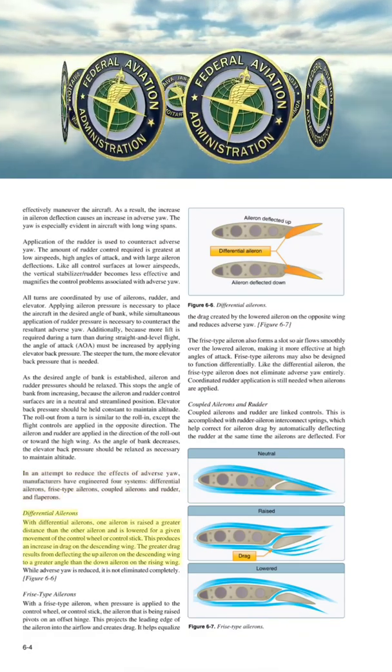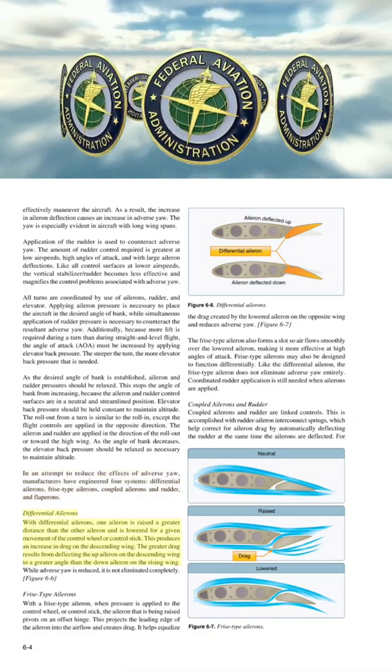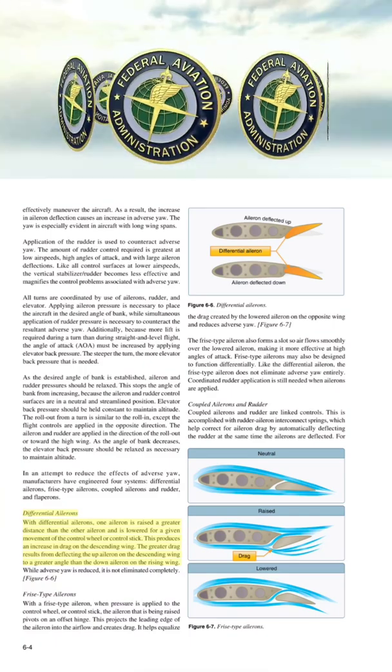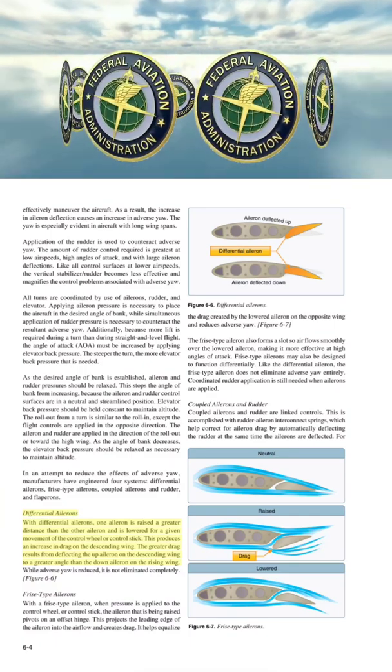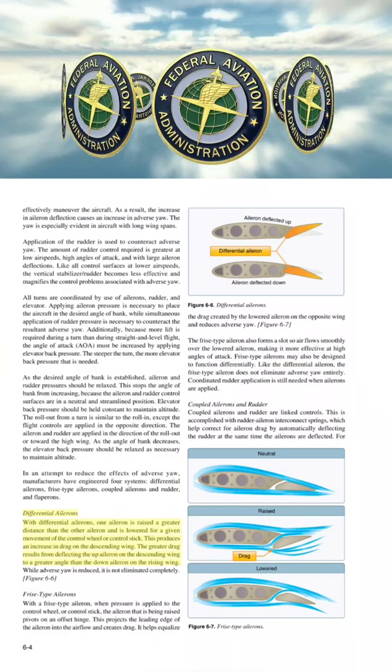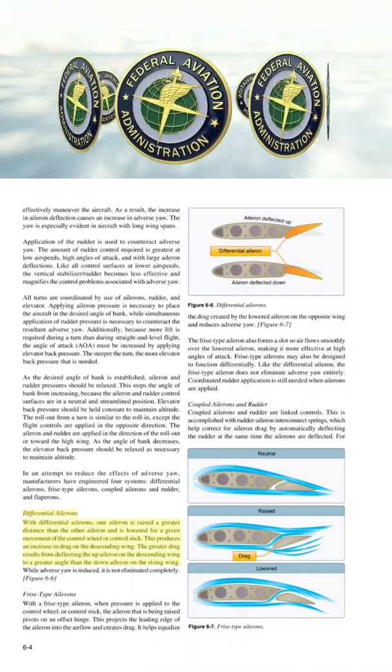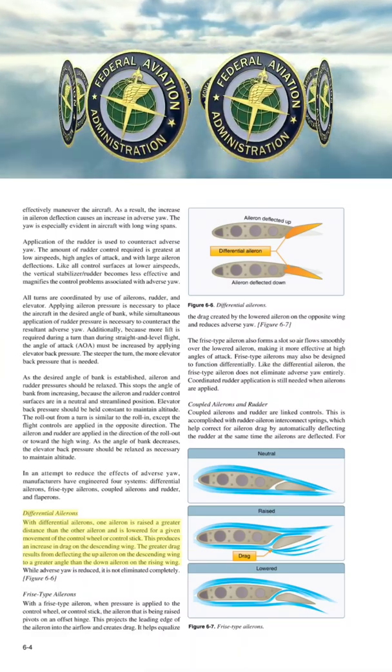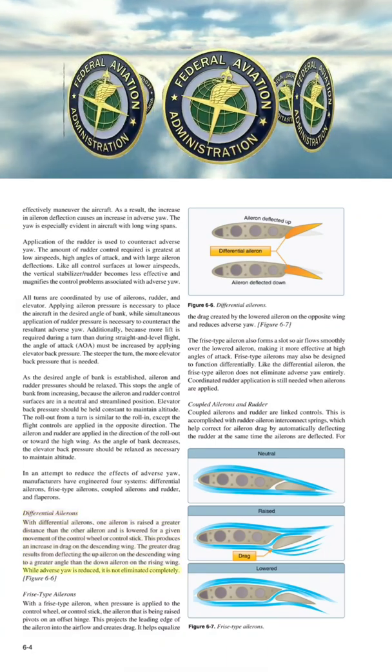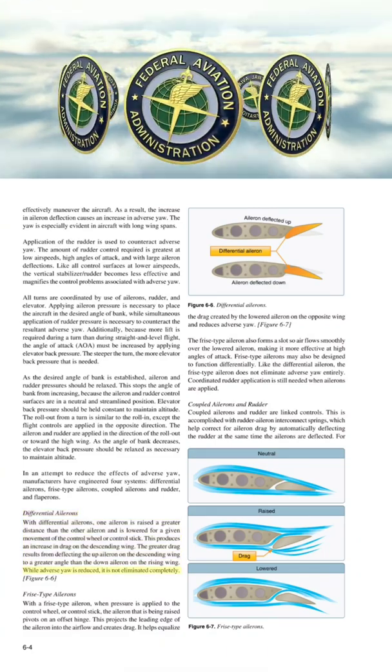Differential ailerons. With differential ailerons, one aileron is raised a greater distance than the other aileron is lowered for a given movement of the control wheel or control stick. This produces an increase in drag on the descending wing. The greater drag results from deflecting the up aileron on the descending wing to a greater angle than the down aileron on the rising wing. While adverse yaw is reduced, it is not eliminated completely.